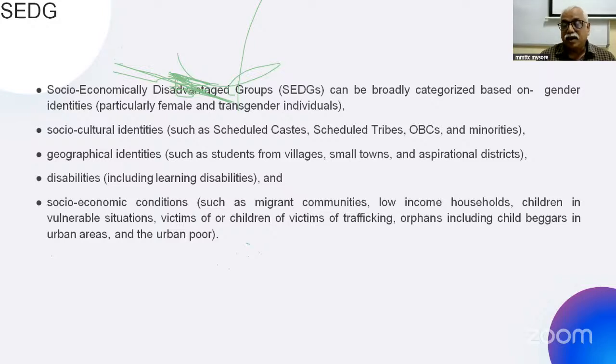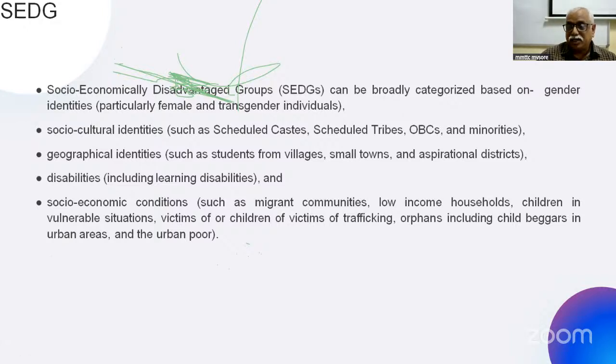So they have classified and defined inclusion in terms of SEDG, that is, socio-economically disadvantaged groups of people, who are to be considered under the inclusive category of learners. It is not only the disabled, it is more than that. What does this SEDG talk about? It is broadly categorized based on their identities.